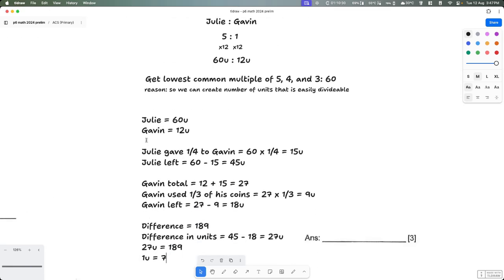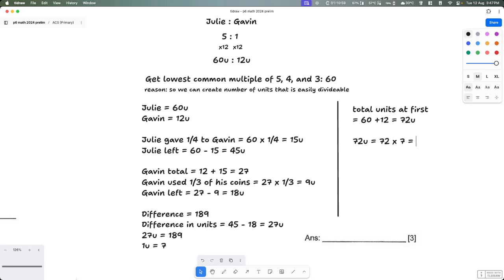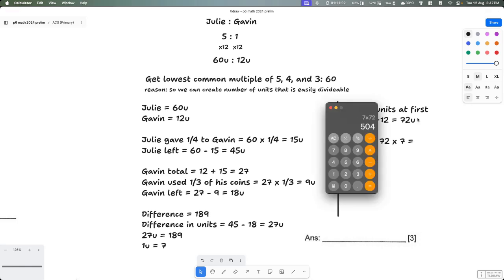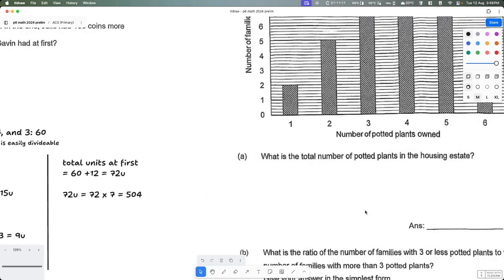All right, so the last part over here is we want to get the total at first, which is this. Total at first is equal to 60 plus 12, which is 72 units. So 72 units is equal to 72 times 7, and this will give us 504. That's it. So the answer to this question is 504 coins. Right, let's move on to the next question.